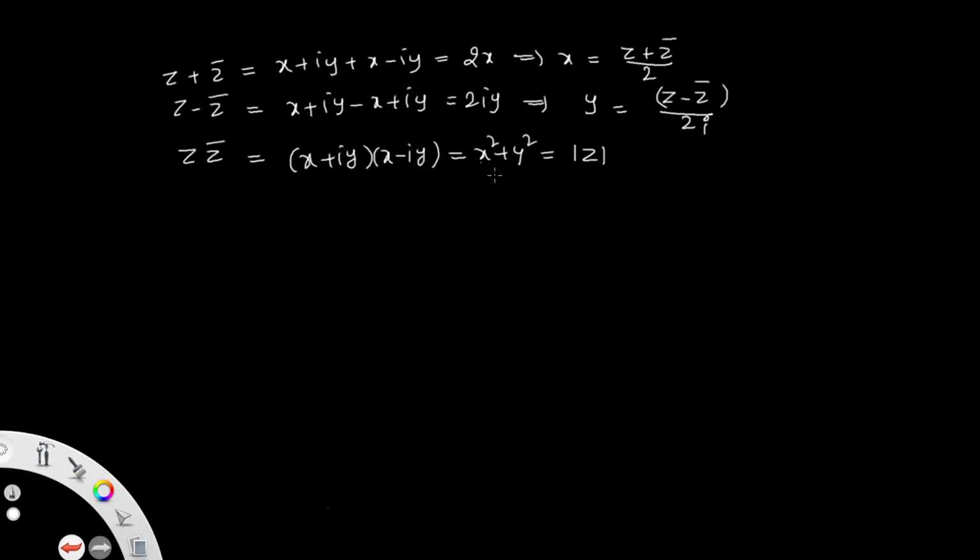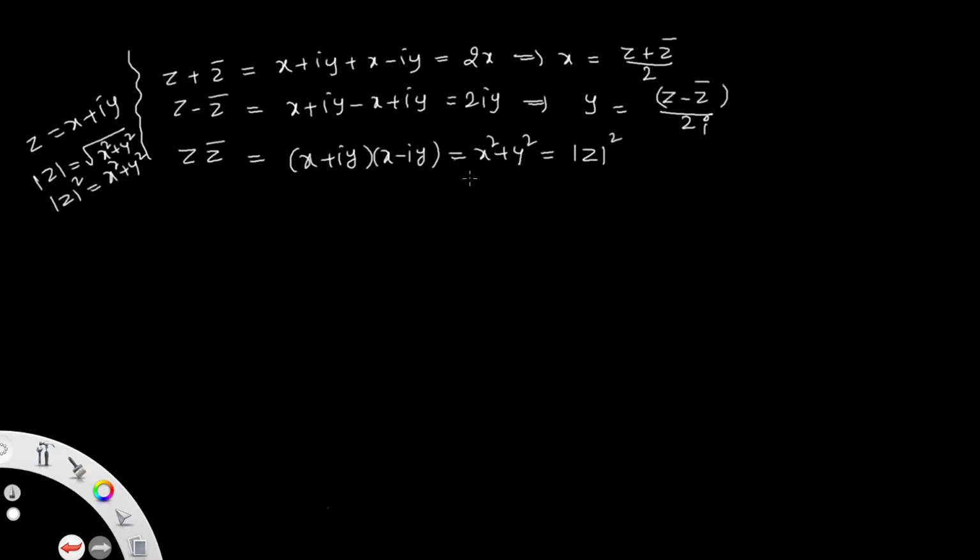If z is equal to x plus iy, then mod z equals root over x square plus y square. That means mod z whole square is nothing but x square plus y square. That is why we write here mod z whole square. So z into z bar is nothing but x square plus y square, that is mod z whole square.